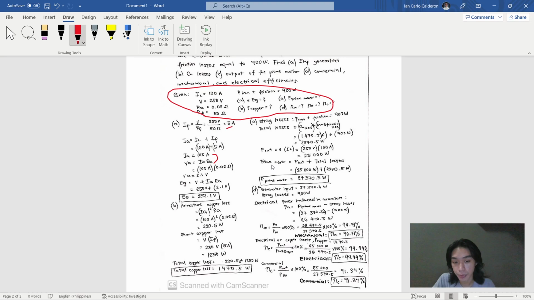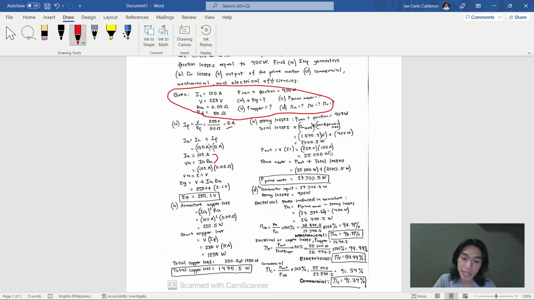To get the output power of the prime mover itself, P out, output power 25,000 watts, plus total losses 2,370.5 watts. Add them together, and we get the value of the output of the prime mover, which is equal to 27,370.5 watts.